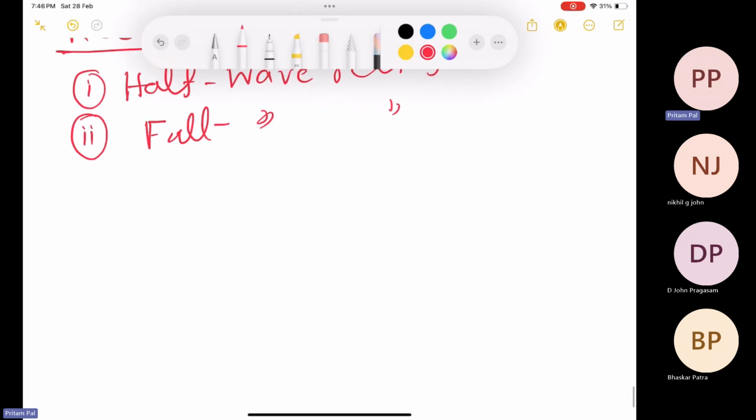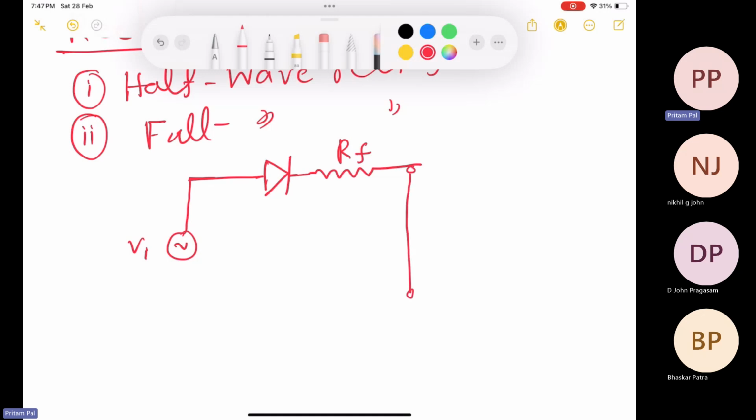Generally for the half wave rectifier, this is the equivalent circuit. It has only one diode and then the resistance RF. This is the output. Current is flowing in this direction, I. And sorry, there will be a load resistance at the output where we are measuring the signal. This is the V output.